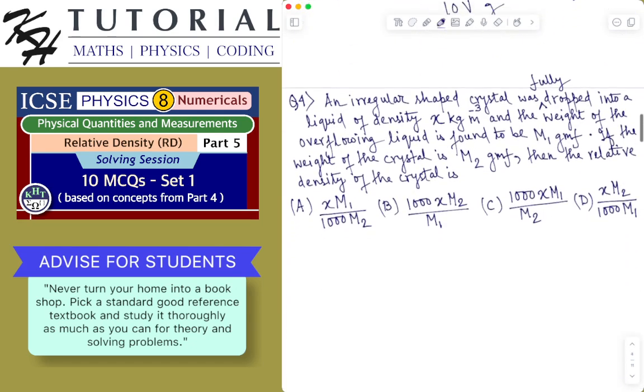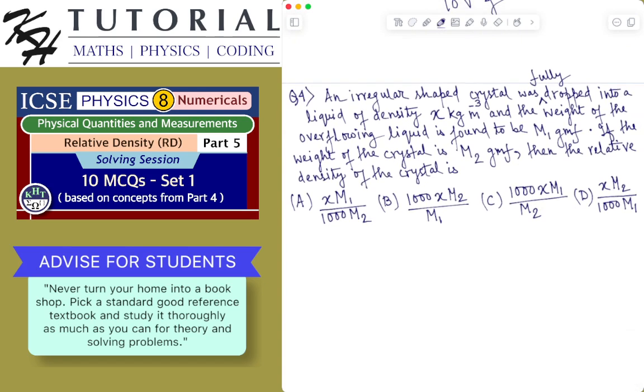Question number 4. An irregular shaped crystal was fully dropped into a liquid of density x kilogram per meter cube, and the weight of the overflowing liquid is found to be m1 gmf. Weight of m1 gmf means the mass of the overflowing liquid is m1 gram. If the weight of the crystal is m2 gmf, which means that the mass of the crystal is m2 gram, then the relative density of the crystal is.